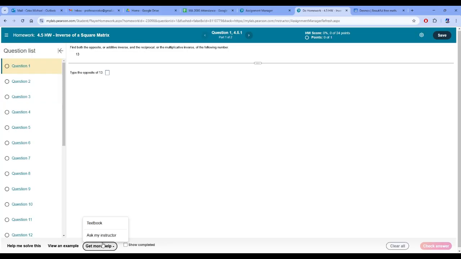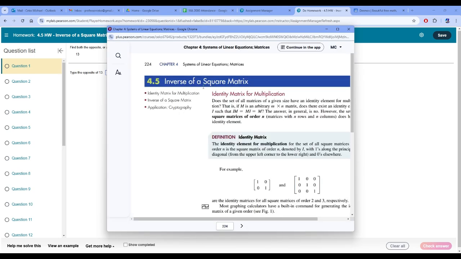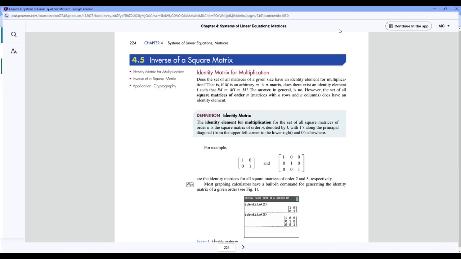All right, let me see if I can open up the textbook. Will it open me up to the correct chapter? Let's see. 4.5. Yeah, cool. Let's maximize this and take a look.